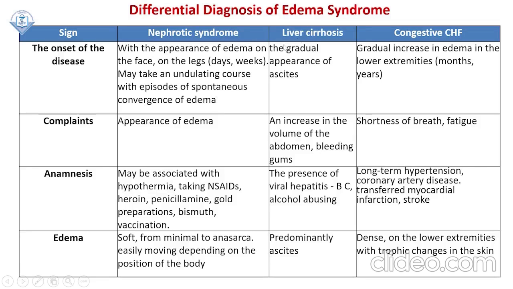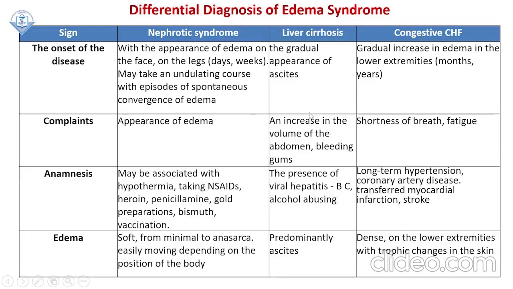In liver cirrhosis, it is gradual appearance of ascites. In heart failure, it is gradual increase of edema in lower extremities for many months and for many years. Patient complaint with nephrotic syndrome will be, first of all, appearance of edema.